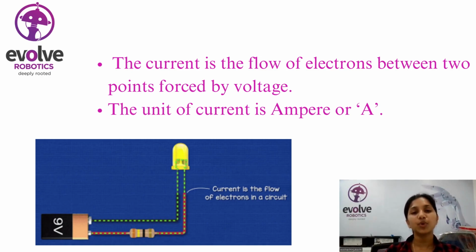We can produce this electric current by using batteries and generators. I think all of us are familiar with batteries and generators, because they are commonly used worldwide. And the unit of current is the ampere, and it can be measured by using an ammeter.